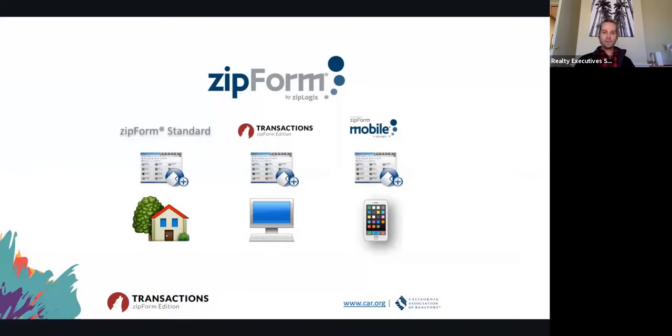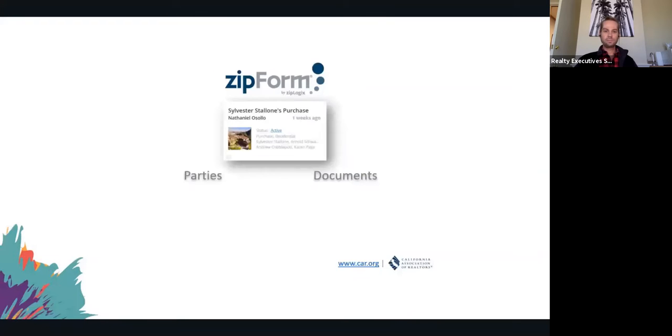zipForms has a few different versions. We're going to be going through the transactions one right now, but there's the standard version that you can have on your desktop that syncs up when you go online, and if you lose internet access or something like that, you could still go through and update those forms. And then there's the mobile version, which is an app for an iPad or tablet or a phone. Those are all available, and they're all kind of synced together, so if you use one of them, that information should update in the others.